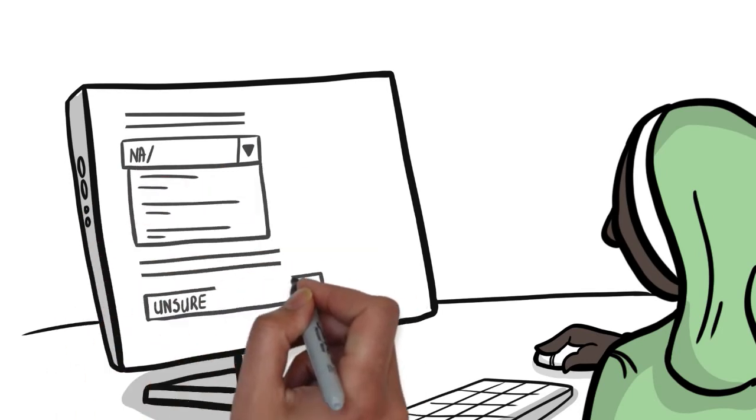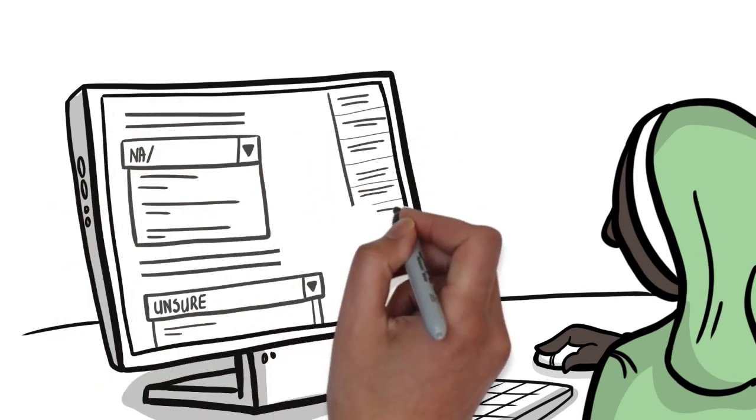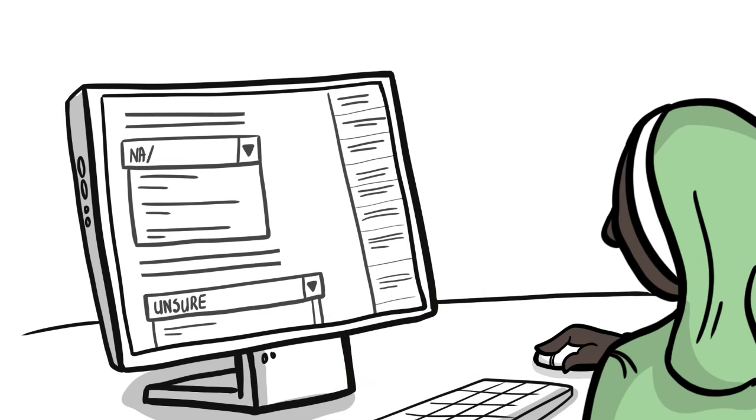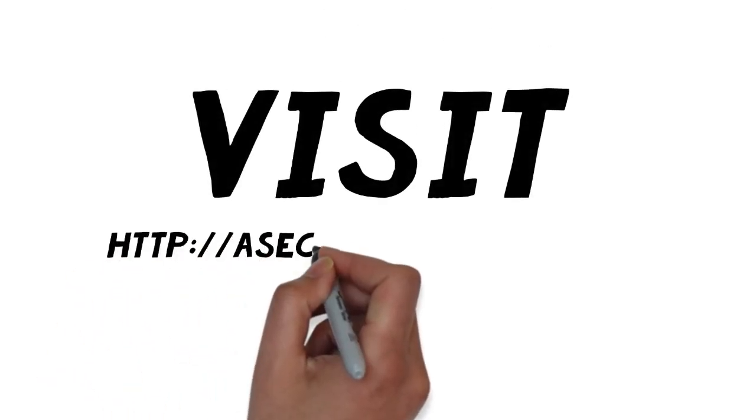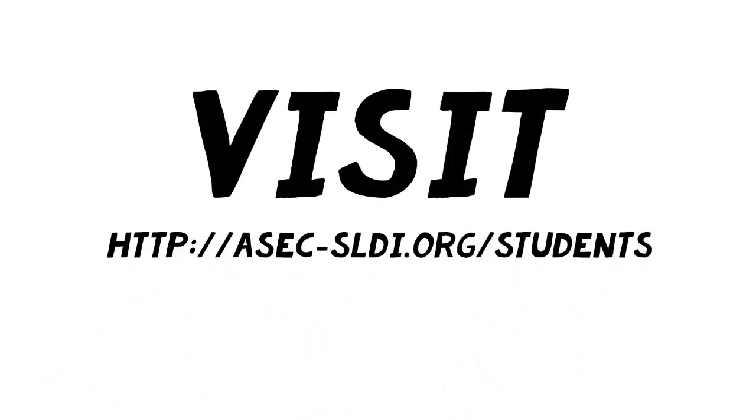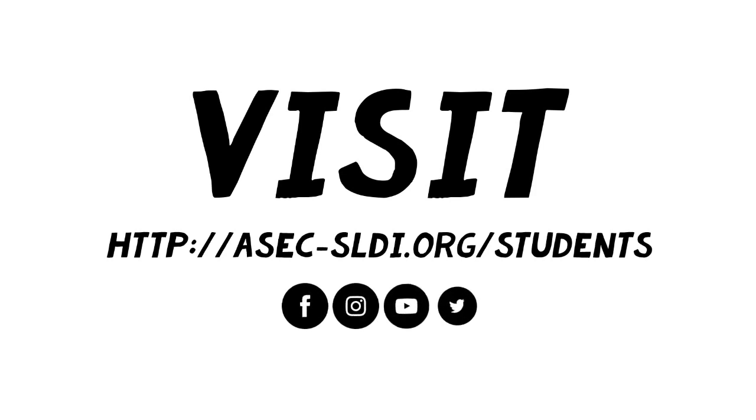If you cannot answer a question, you can respond with NA, which means not applicable, or you can write unsure if you don't know the answer. If you have any questions, please contact your ASEC country director, coordinator, or ASEC evaluation staff. There's also information available for students on the website.